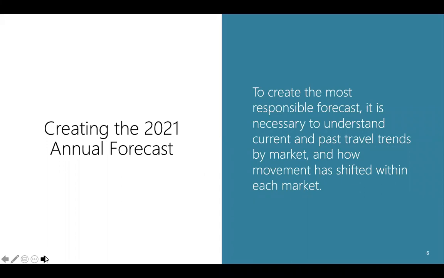To really understand and create a responsible forecast, it's important for us to understand not only where we were with the past travel trends, but also where we are now to understand where we're going. That's really important as we think about how we were looking to create the 2020 annual forecast, how we account for the impact of COVID, and ultimately how movement has shifted within each market, which again really impacts the reach and frequency.